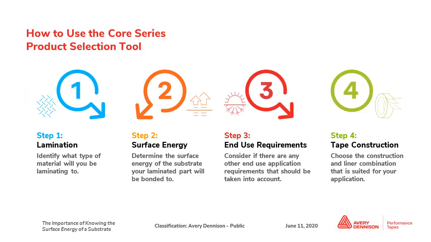Just a quick overview. The Core Series tool has been designed to walk you through the tape selection process. Step one is understanding what we'll be laminating to. Step two is understanding the surface energy. Step three is considering the end-use requirements. And step four is choosing the construction and liner combination that will be the most friendly for the manufacturing process and in the application.